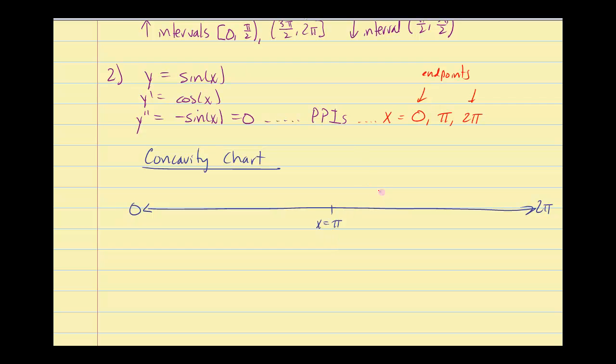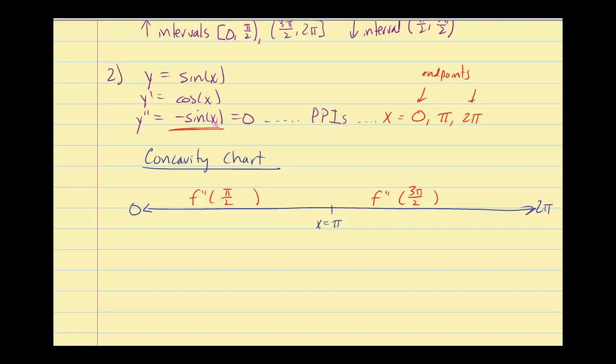Now in order to figure out what's going on in my concavity chart, I need to check values in the intervals of my second derivative. So 0 to pi, pi over 2 would seem like an obvious choice. Pi to 2 pi, checking 3 pi over 2 in my second derivative would be an obvious choice. So I take pi over 2 and I plug it in up here into my second derivative.